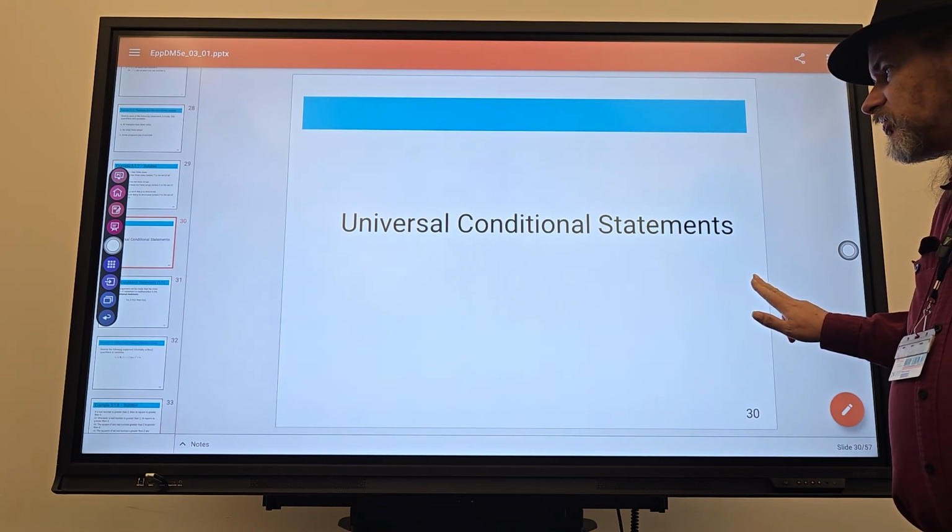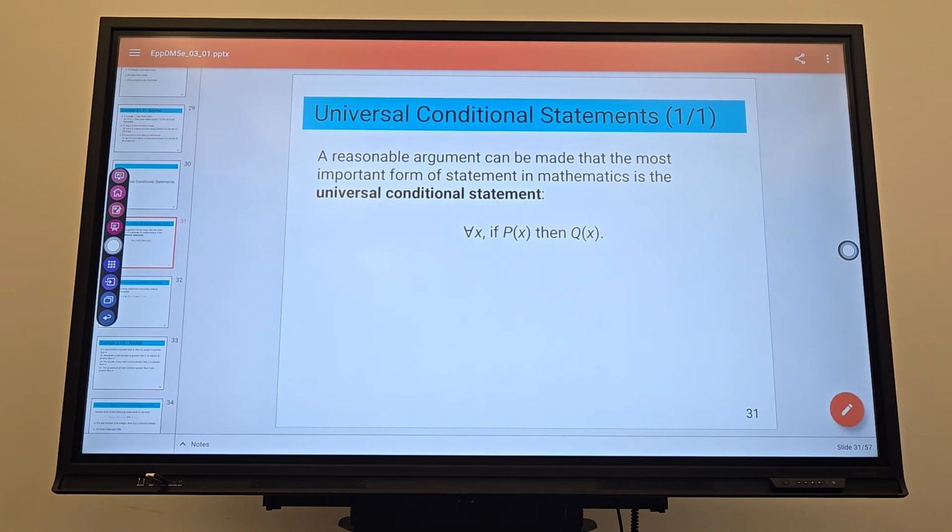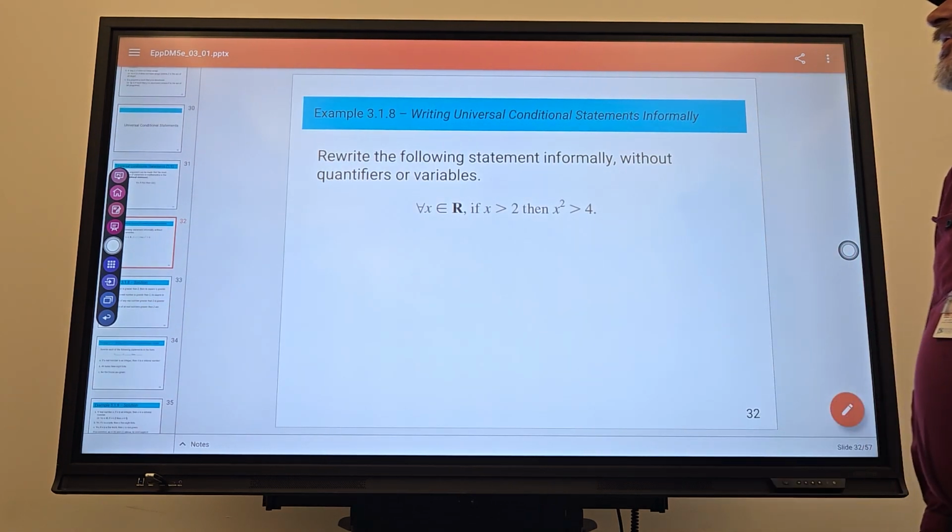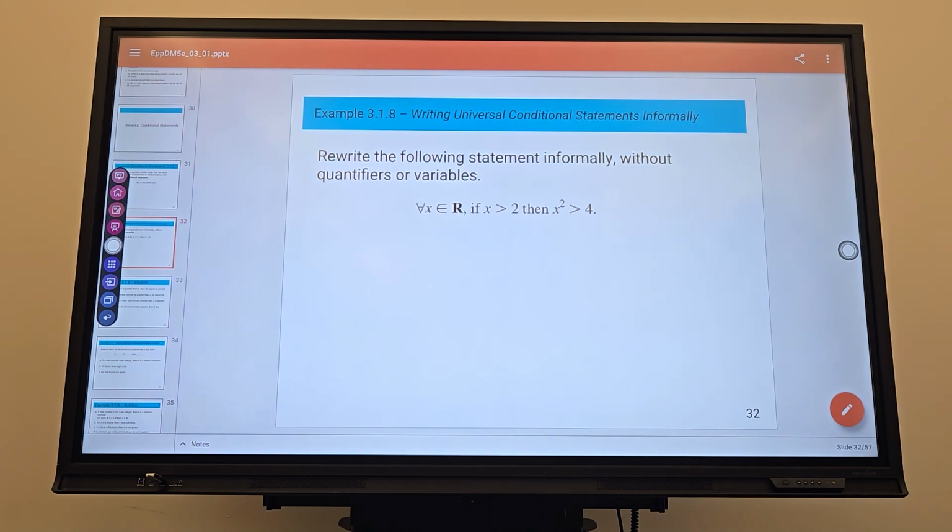Universal conditional statements. A reasonable argument can be made that the most important form of a statement in mathematics is the universal conditional statement. For all x, if p of x, then q of x. Remember conditionals from chapter 2. Rewrite the statement informally without quantifiers or variables. For all real numbers x, if the number is greater than 2, then x squared is greater than 4.